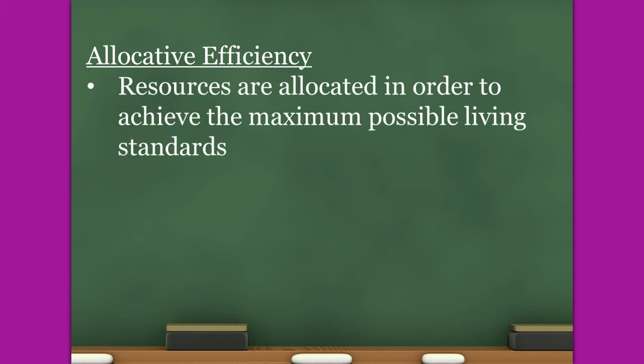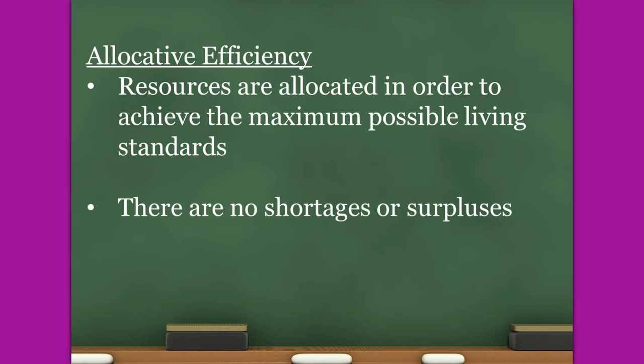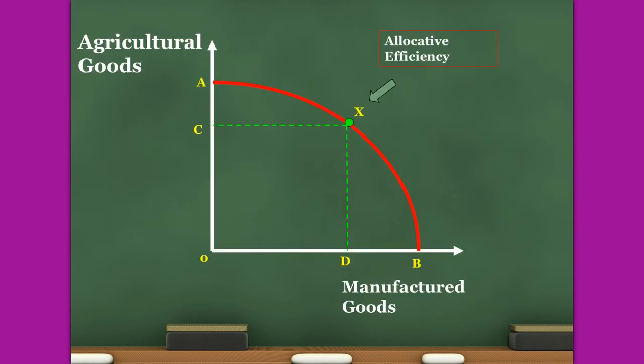Resources are allocated in order to achieve the maximum possible living standards. There will be no shortages or surpluses. So looking at our PPF that we drew before through agricultural goods and manufactured goods, point X is our allocative efficiency point. We cannot now produce any more product, whether it be agricultural or manufactured, than what we are doing at X. All our resources are being used to the best possible way.